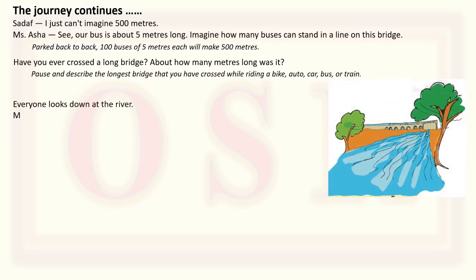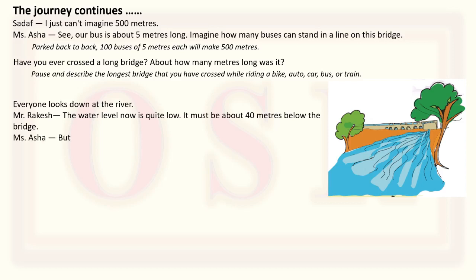Everyone looks down at the river. Mr. Rakesh, the water level now is quite low. It must be about 40 meters below the bridge. Miss Asha, but in the rainy season the water had risen. Then it was about 15 meters below the bridge.